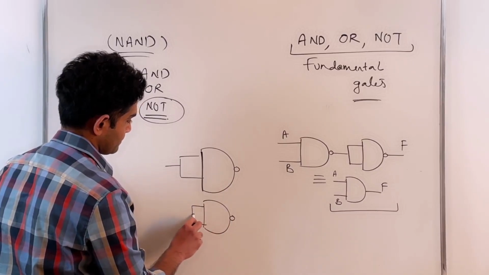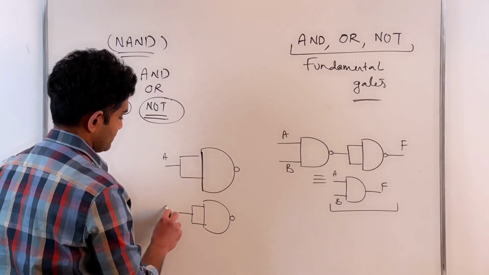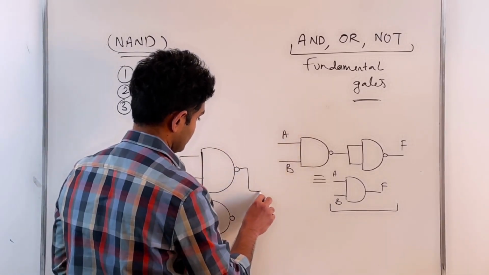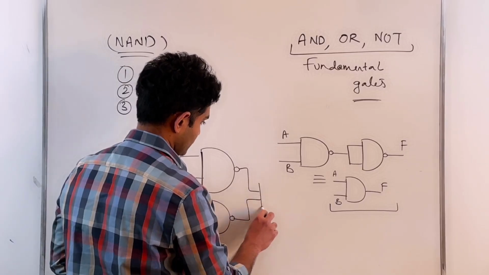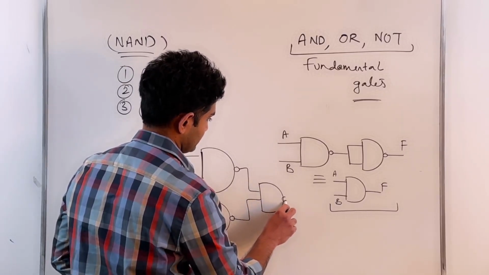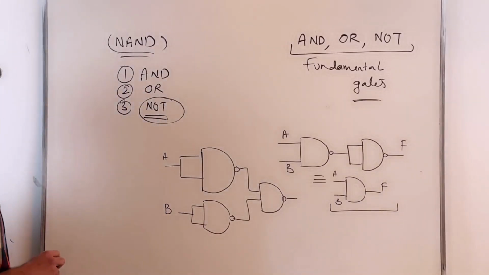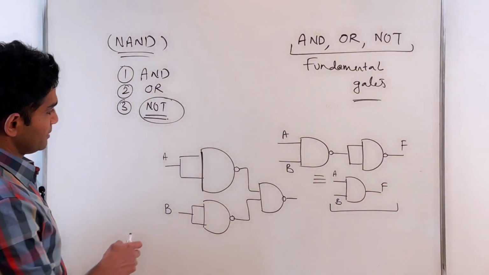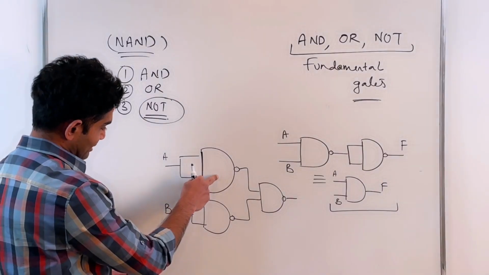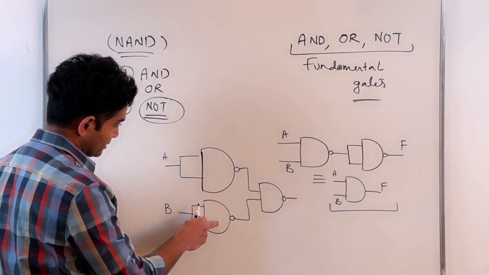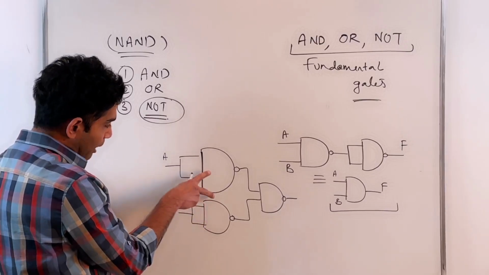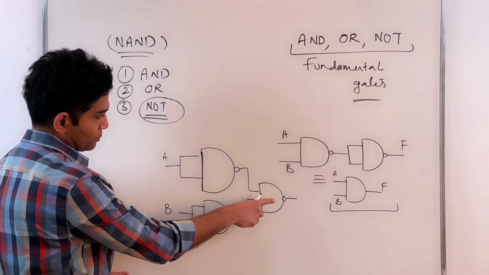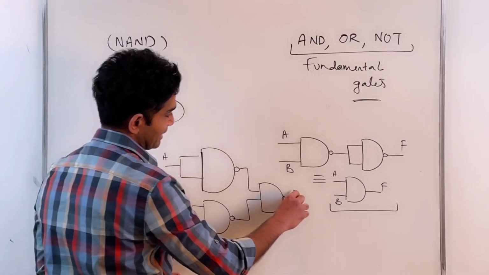And then attach the outputs of both of those into the inputs of the third. Okay, very good. Perfect. So in other words, you're complementing A, you're complementing B here, and you're sending the complements of A and B to the third NAND gate to get F.